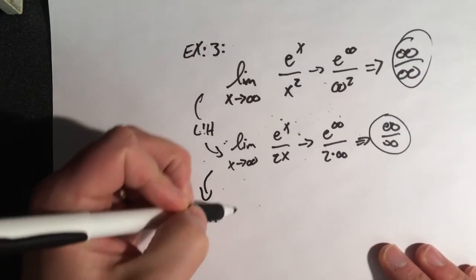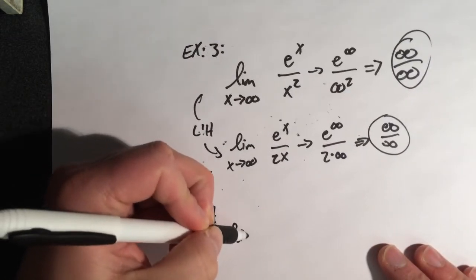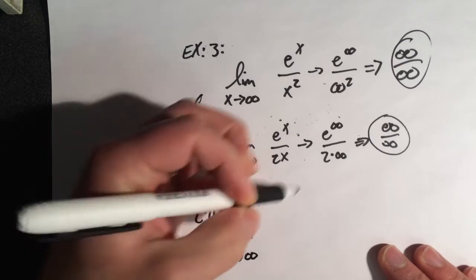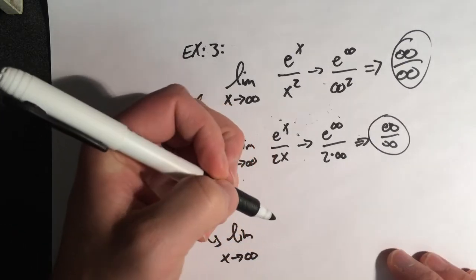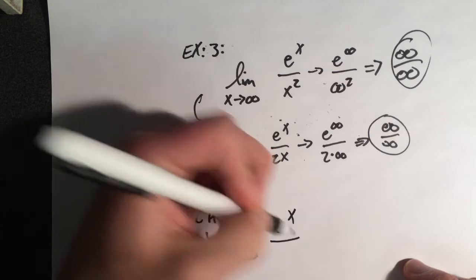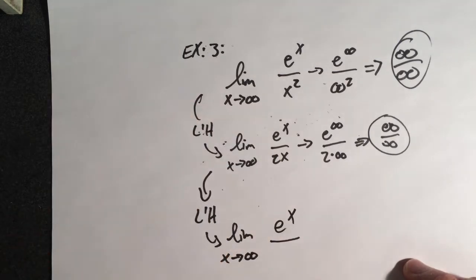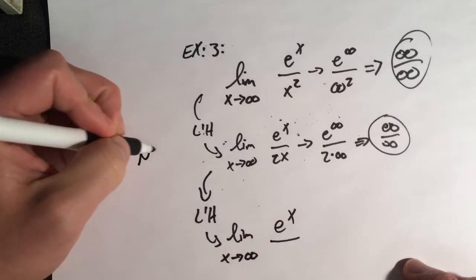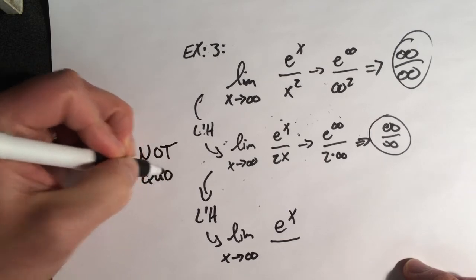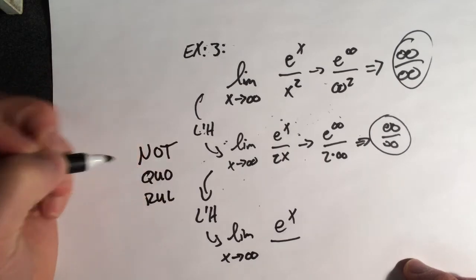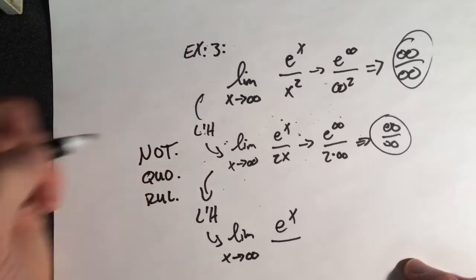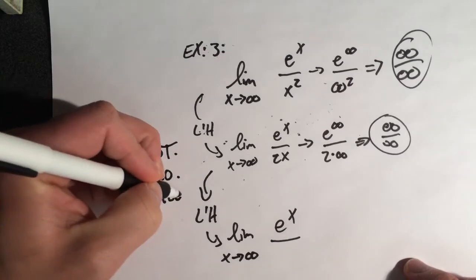So L'Hopital it again, and you can get the limit as x goes to infinity of e to the x again, because the derivative of the top. Remember, we're not doing the quotient rule. Not quotient rule. No more than 4 letters either. That's going to drive me nuts.